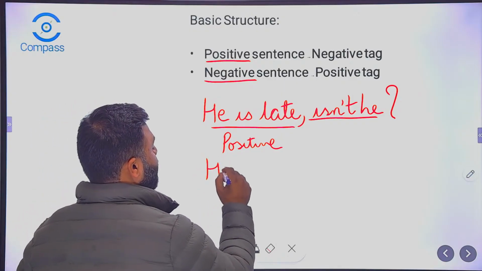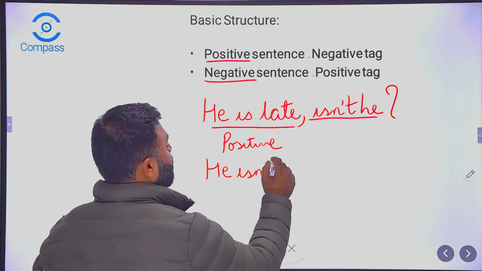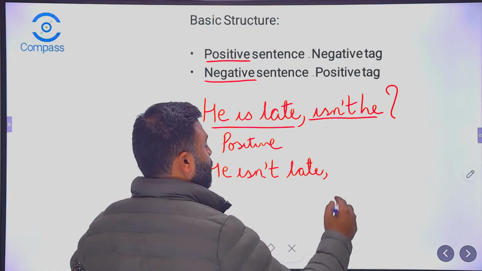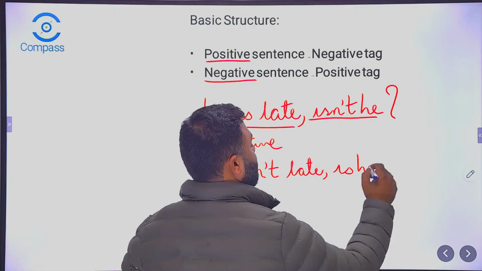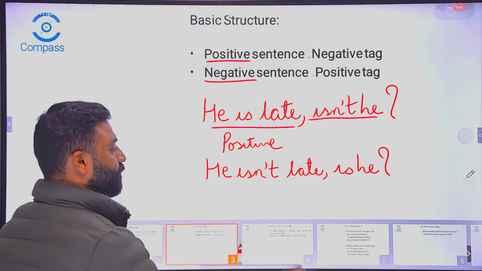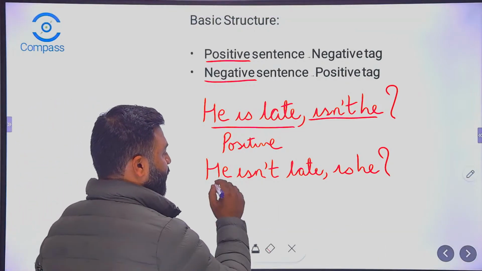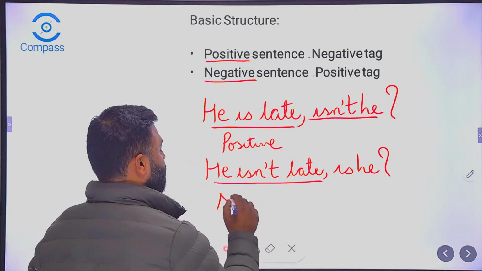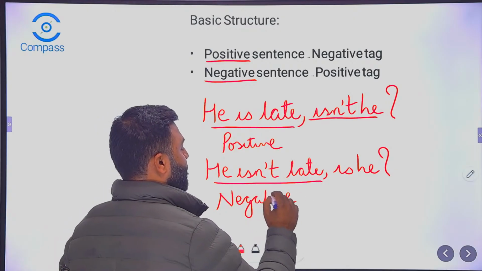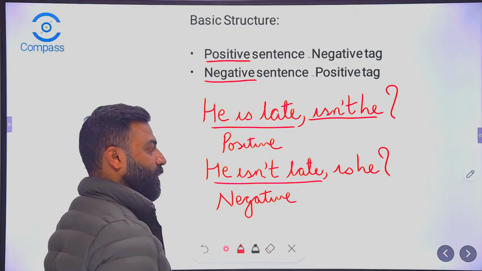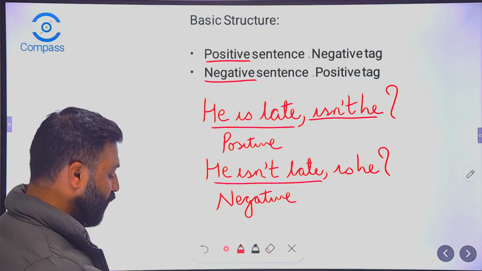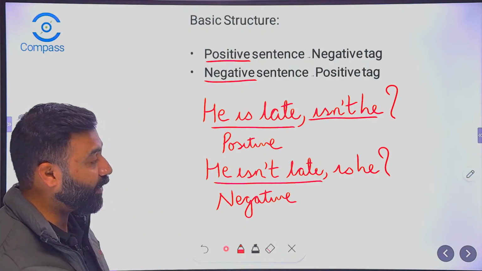For example, he isn't late, and a comma. The question tag is going to be is he. He isn't late, is he? So this is negative here, and the question tag is positive. So far it is very simple, right? Let's move into the topic. I believe you have written it down.